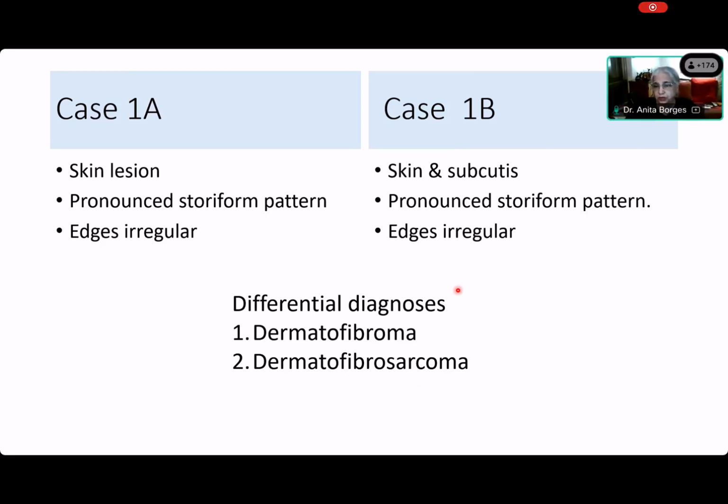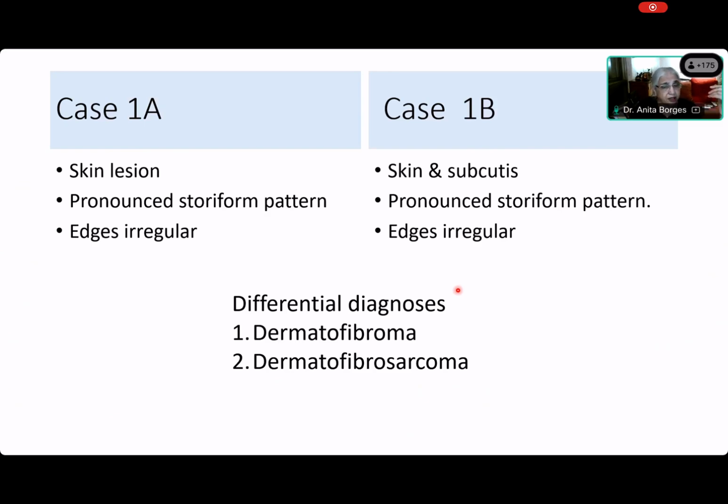Why? Because I can't show you two dermatofibrosarcomas? And why did you think that 1B is a dermatofibrosarcoma? What was your reason for calling it a dermatofibrosarcoma? Saida, you have to give me a reason. Let me ask somebody else. Deepali. Only dermis is involved. Dermis is involved. So? The dermal tumor. So what? That's why it's a dermatofibrosarcoma. Somebody in the chat box is saying irregular edges.